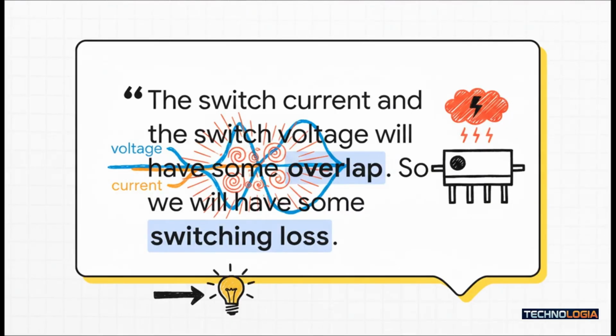And this quote really just nails it. It's from the source lecture, and it says it all. "The switch current and the switch voltage will have some overlap, so we will have some switching loss." It's that simple and that profound. That overlap, that moment when the two cross paths, that is the moment energy gets lost. It just turns directly into heat.